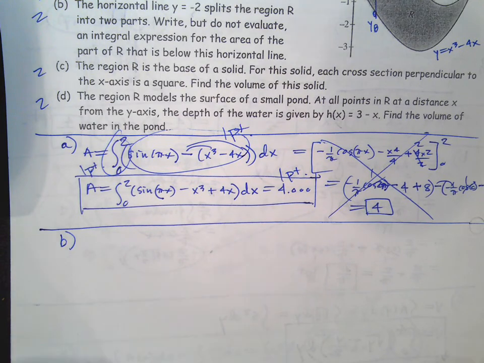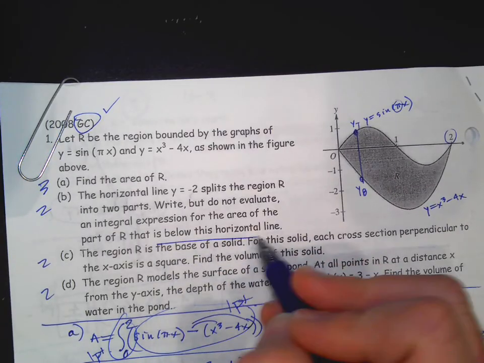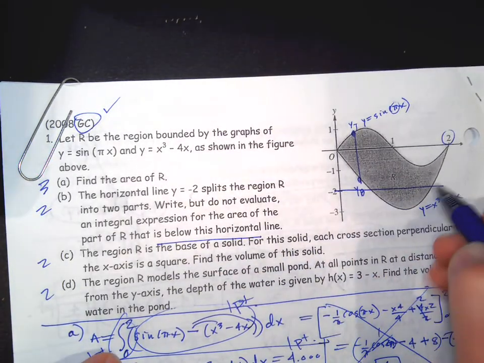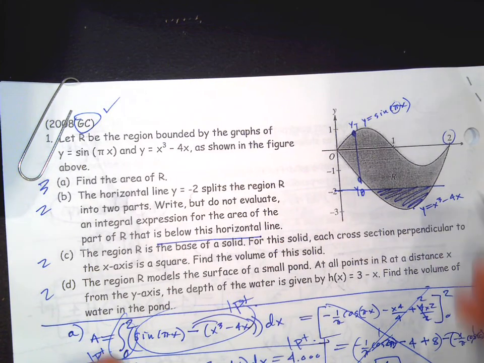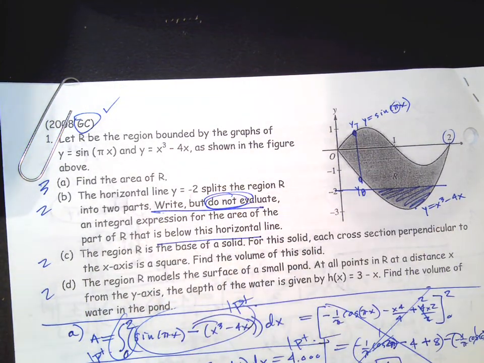Okay, B says the horizontal line y equals negative 2 splits the region R into 2 parts. Write but do not evaluate an integral expression for the area of the part of R that is below the horizontal line. Below the horizontal line. So we might just draw it on here. So we're just going to set it up for that area.